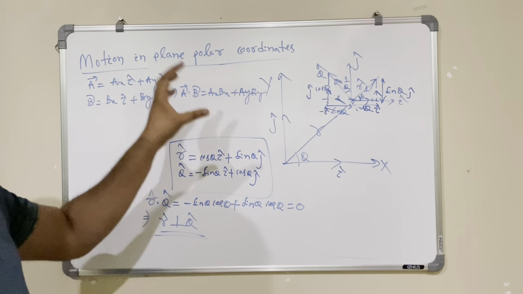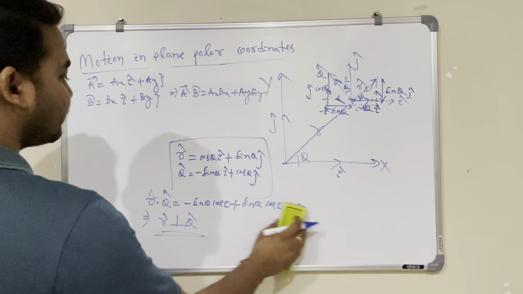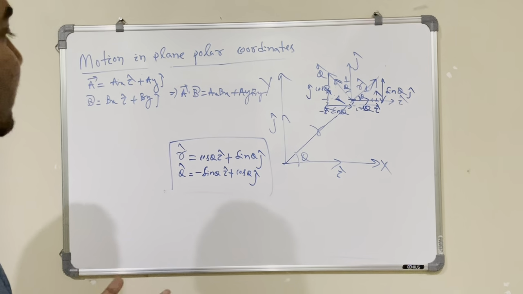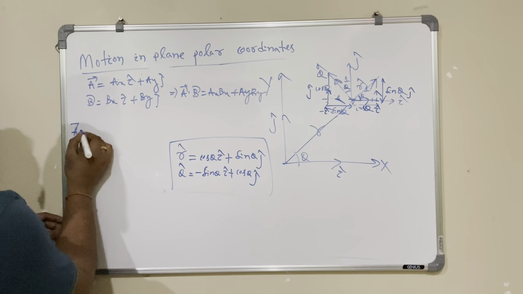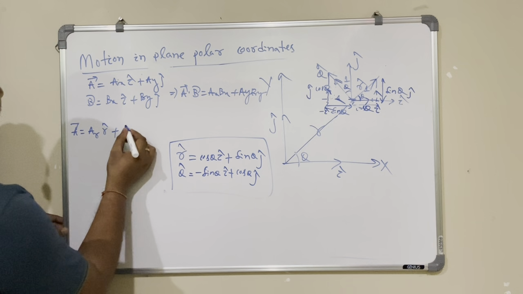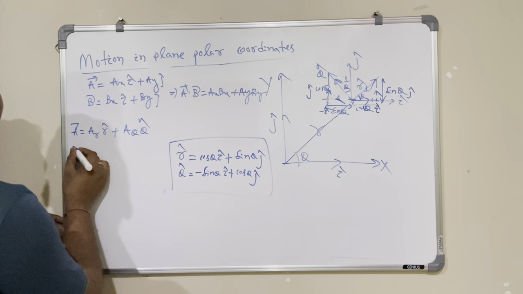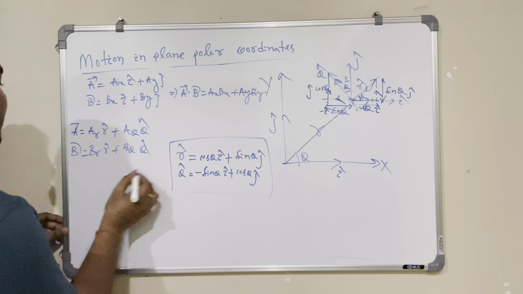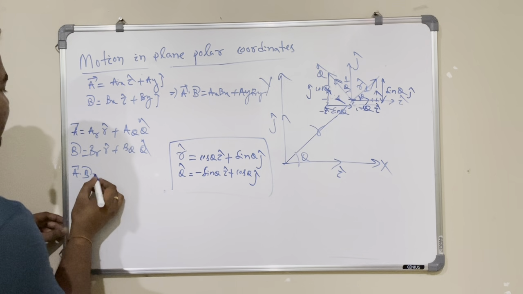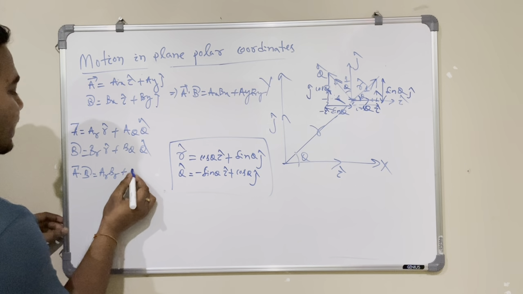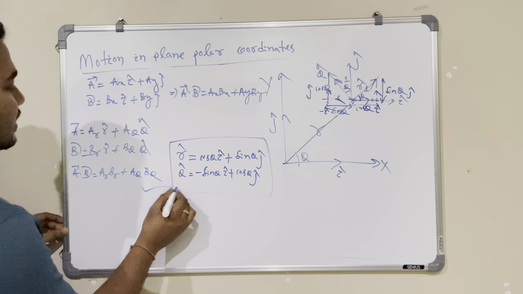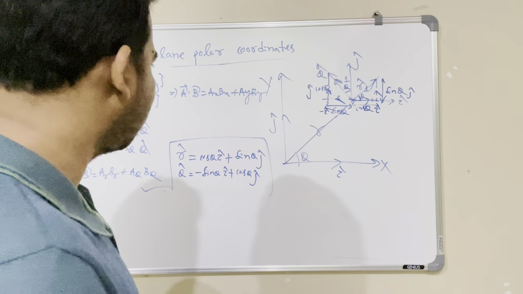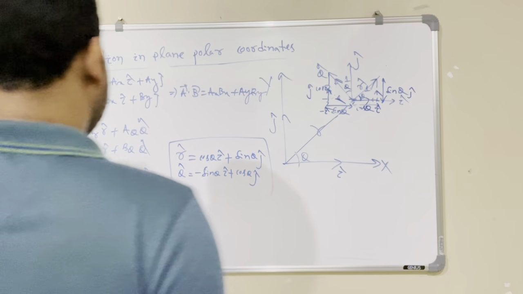So this is the expression for dot product in our rectangular or Cartesian coordinate system. Similarly, in plane polar coordinate system, we can write any vector a as a_r r cap plus a_theta theta cap, and any vector b as b_r r cap plus b_theta theta cap. So how much will be a dot b? This is equal to a_r b_r plus a_theta b_theta. Okay, so this is the expression for dot product in polar coordinate system. So this is clear.